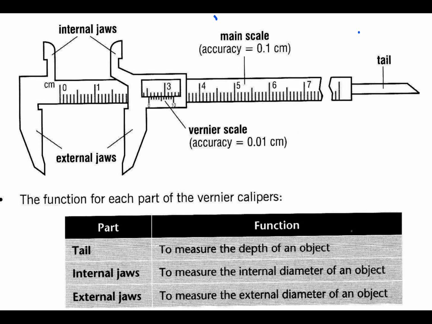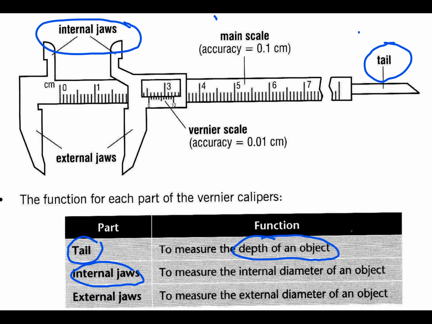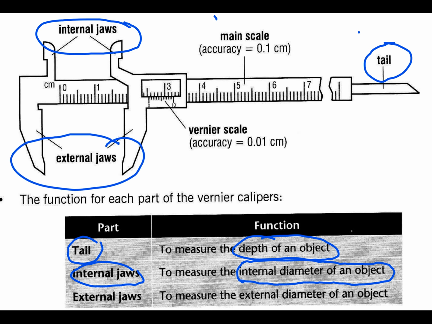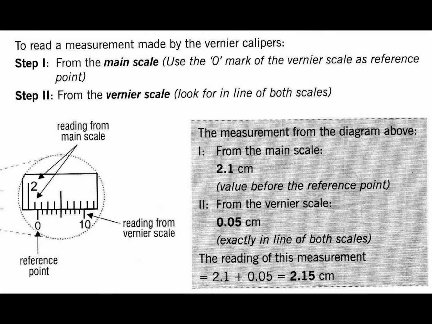The vernier caliper has 3 parts. The tail is used to measure how deep an object is. The internal jaws are used to measure the internal diameter of an object, and the external jaws measure the external diameter of objects. This is another example of a vernier caliper reading.